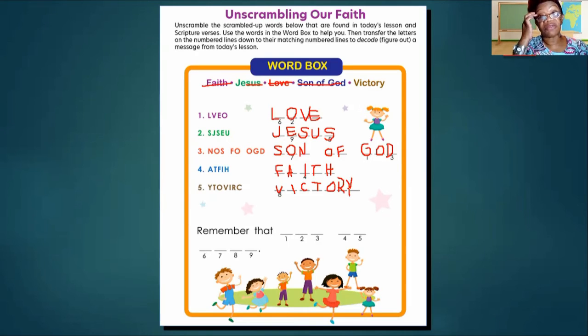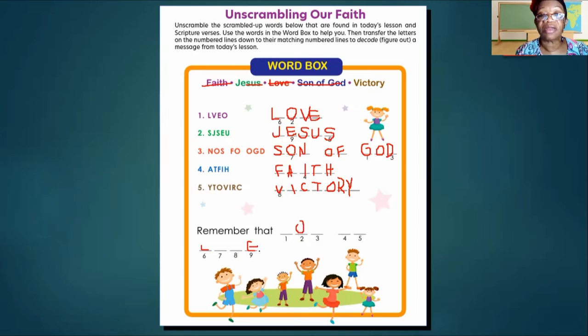Okay, so some of those letters have numbers under them. Transfer the letters on the numbered lines down to their matching numbered line. Okay, so this is L, six. L goes on the six. In love, L is on the two. Okay, E in Jesus is number nine. Nine is the E.